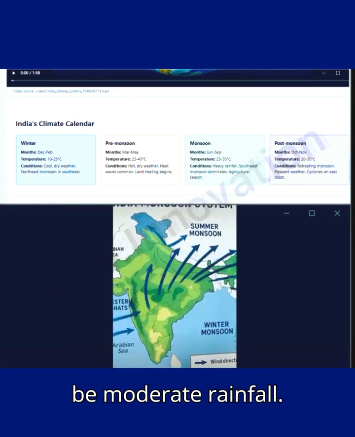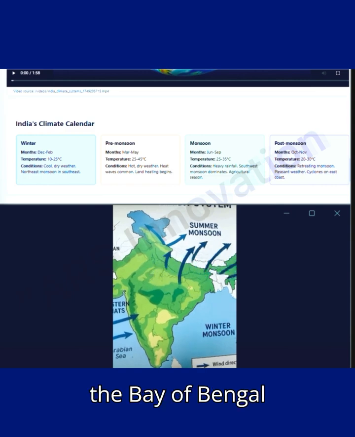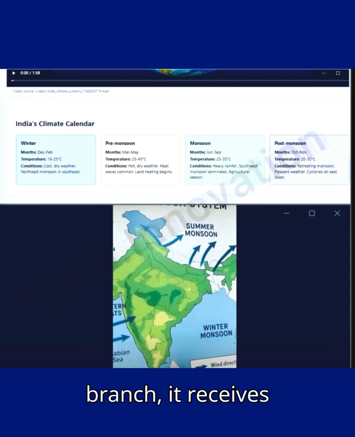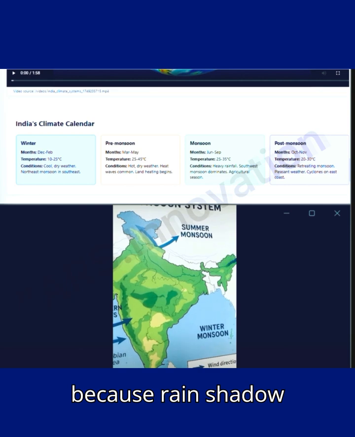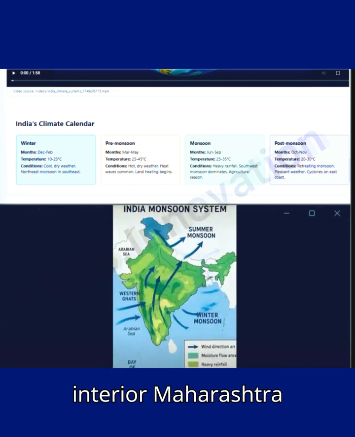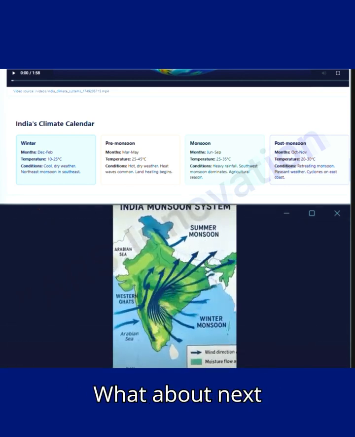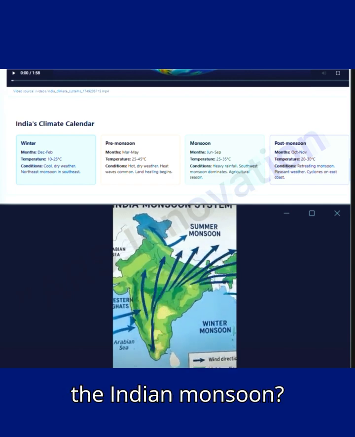Peninsular plateau, so we call it the Deccan Plateau and central India. There will be moderate rainfall, mainly from the Bay of Bengal branch. It receives less rain compared to the coastal region because of the rain shadow effect, as in interior Maharashtra or Telangana.